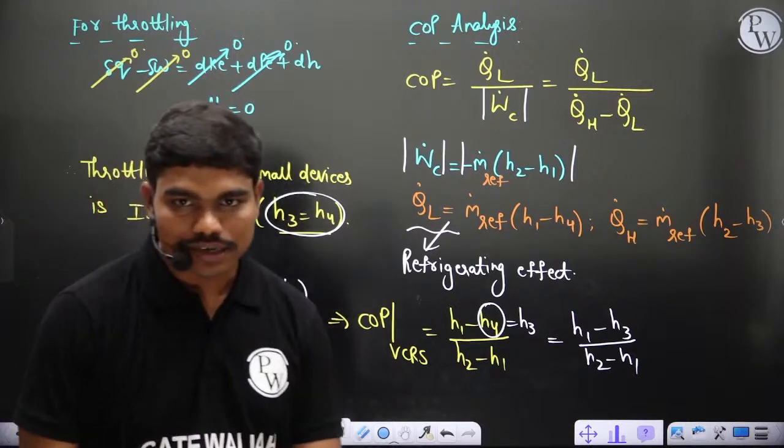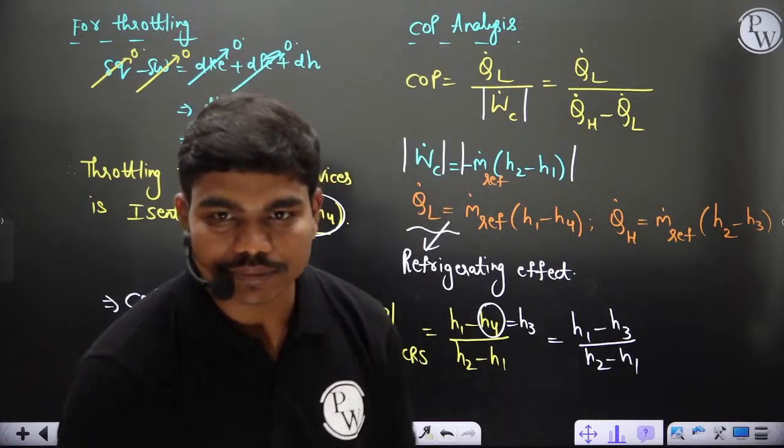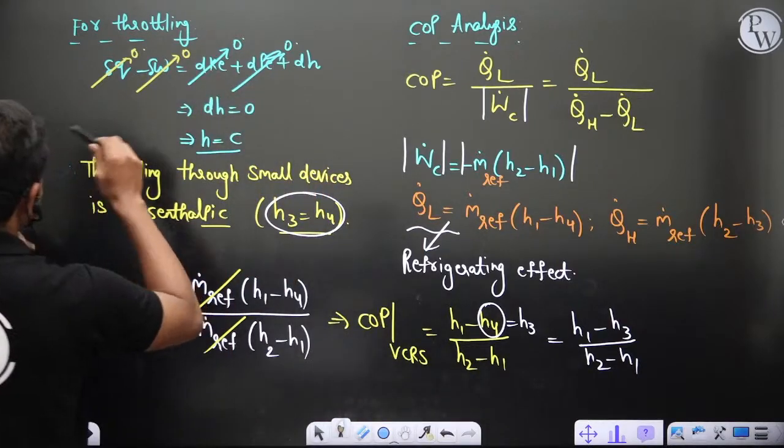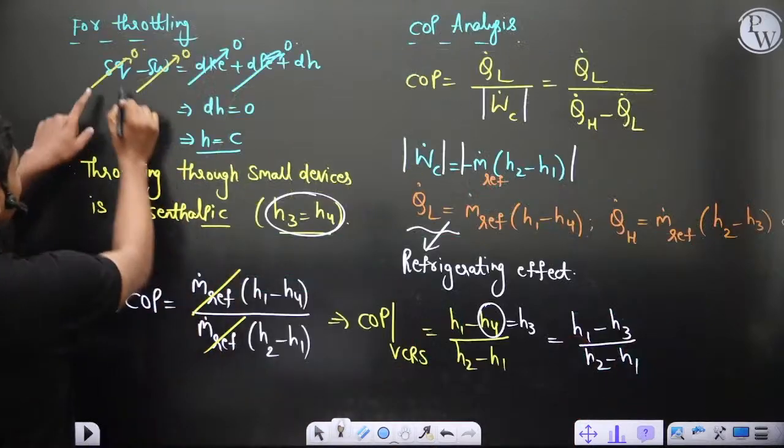So for the throttling process, how is everything zero? How is everything zero in throttling? Yeah, that's what I'm telling you. See, in this case, because of this understanding, there is not much heat interaction. That's why I made this zero.